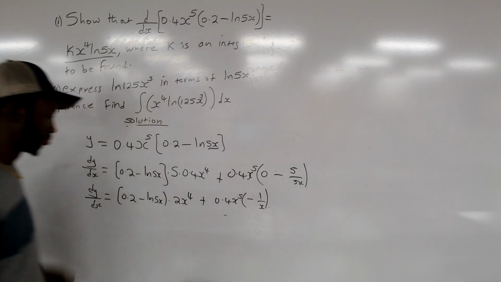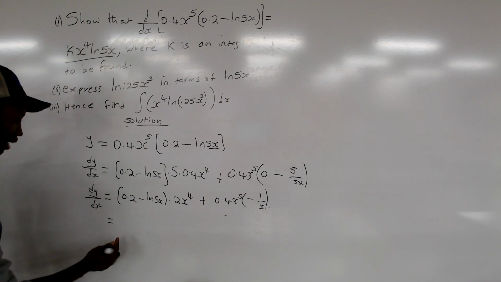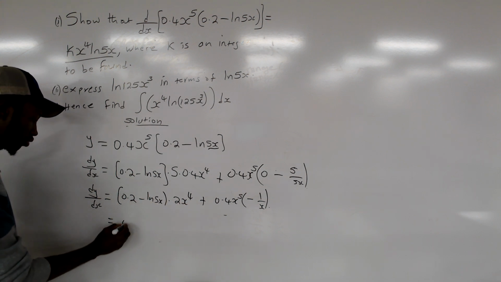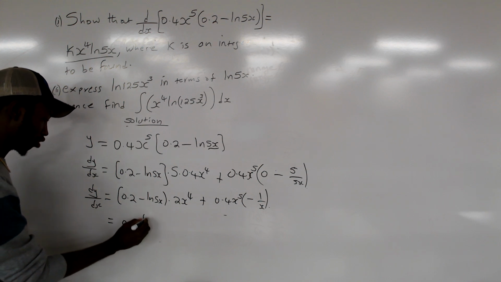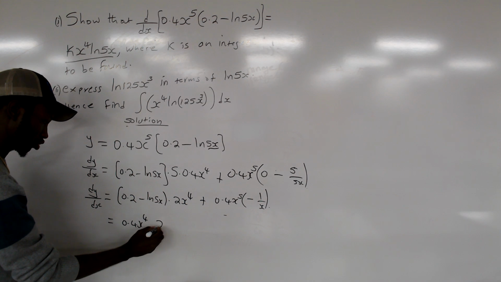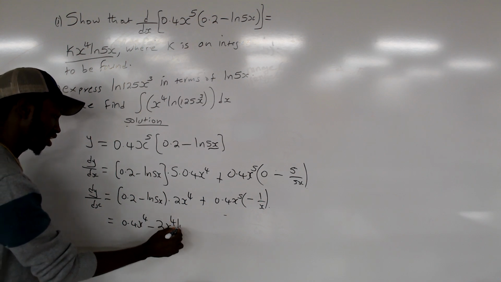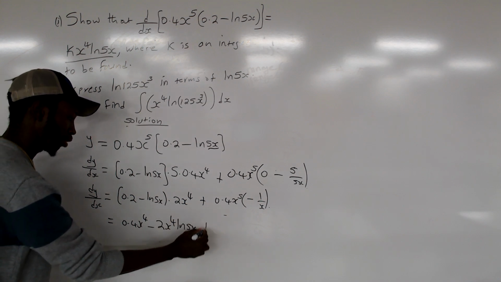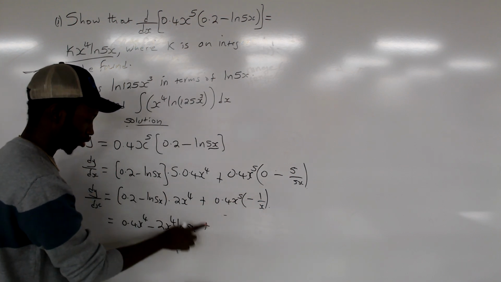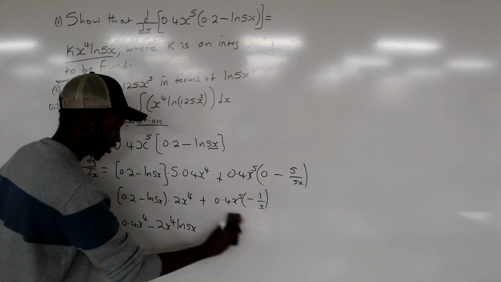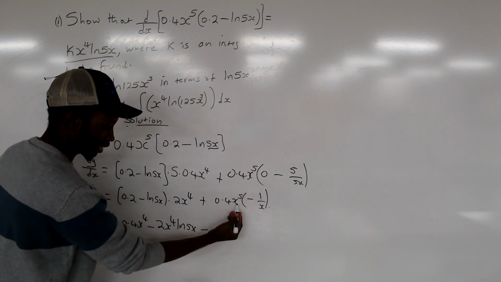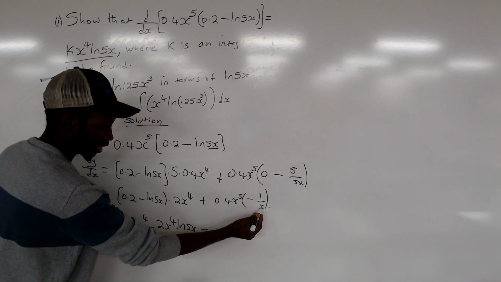So we expand: 2x⁴ times 0.2 is going to give us 0.4x⁴. We write our minus. 2x⁴ times ln 5x gives 2x⁴ ln 5x. Plus, there's a minus sign here, so minus times plus is going to be minus, and plus times minus is going to be minus. So this x is the division, one of this x will cancel one of here.